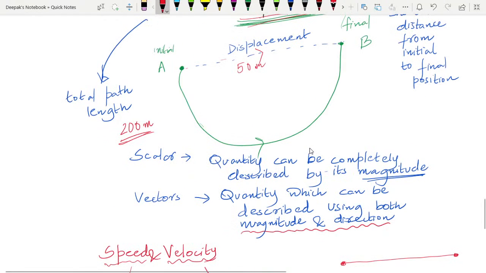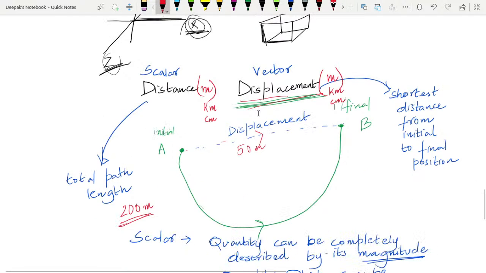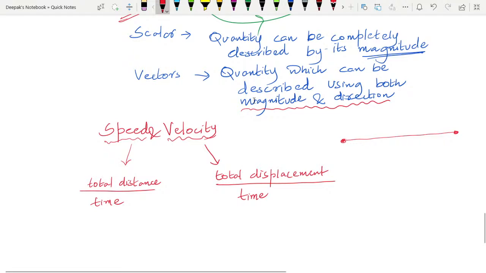Okay, one more thing, what is the unit of distance? The distance unit in SI is meter. Displacement also has the same SI unit. Other units can be kilometer, centimeter, right? It can be anything depending on the system of units that you are choosing. So let us go with meter for examples.